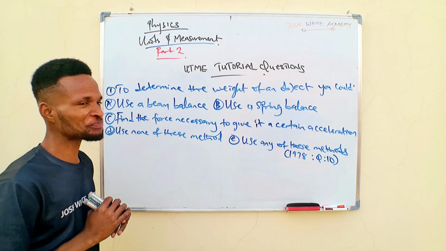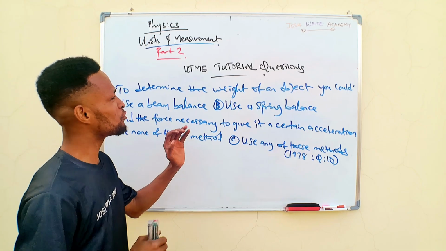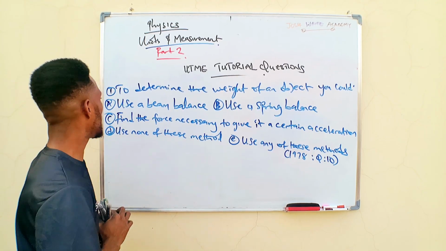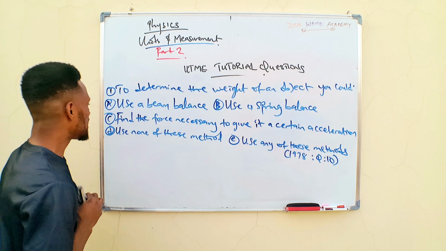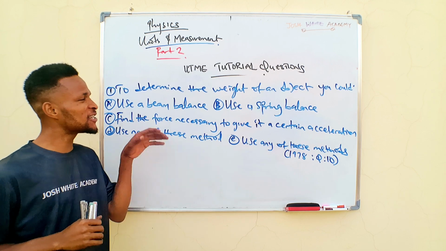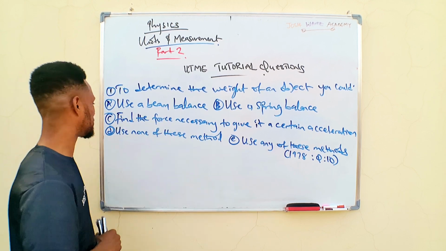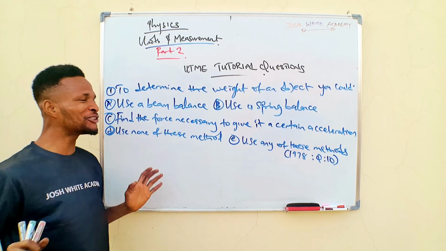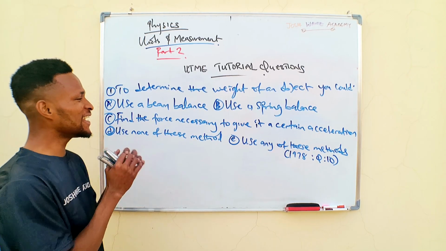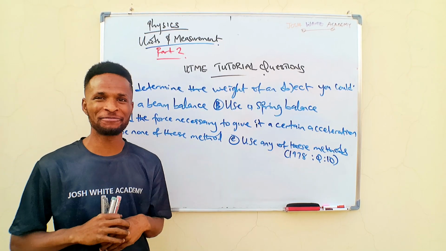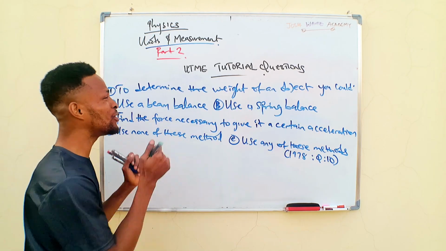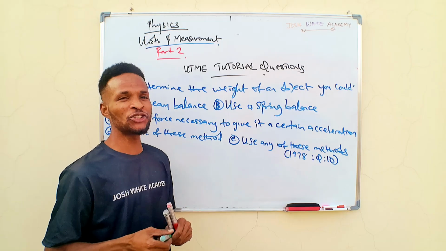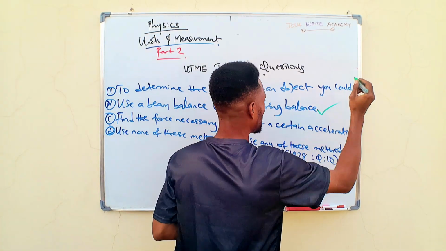Look at this question. To determine the weight of an object, you could A. Use a beam balance, B. Use a spring balance, C. Find the force necessary to give it a certain acceleration, D. Use none of these methods, E. Use any of these methods. This one is very cheap. We just answered it not long ago. To measure the weight, you need the instrument known as what? Spring balance.